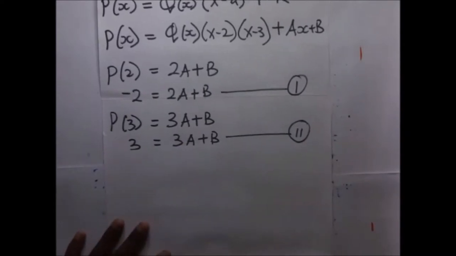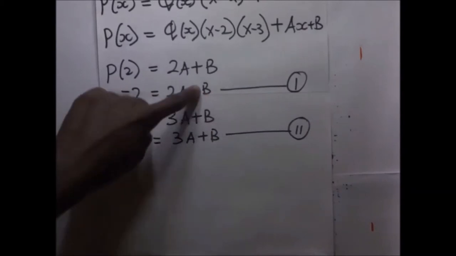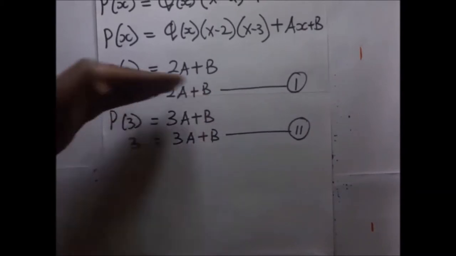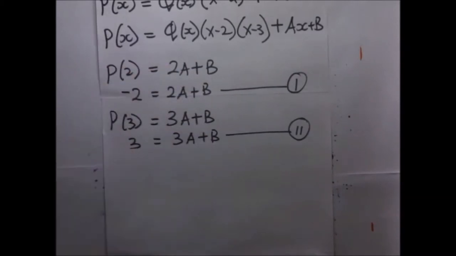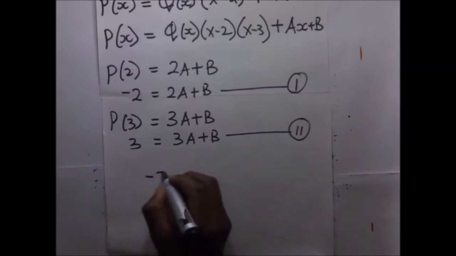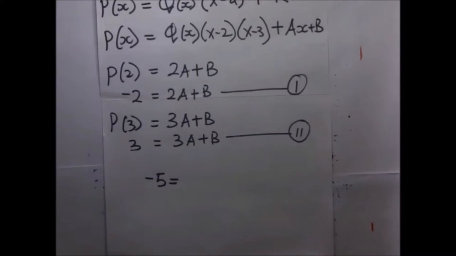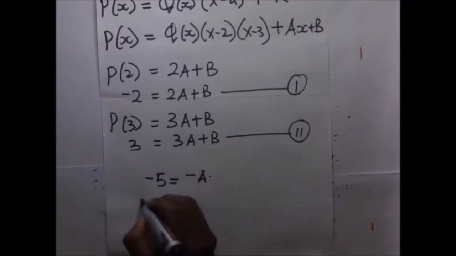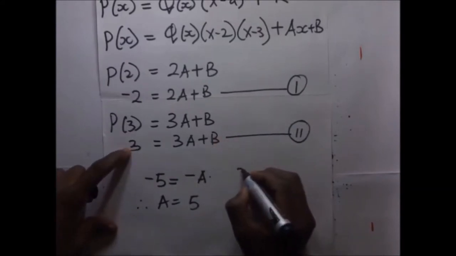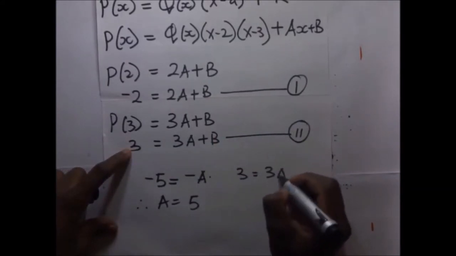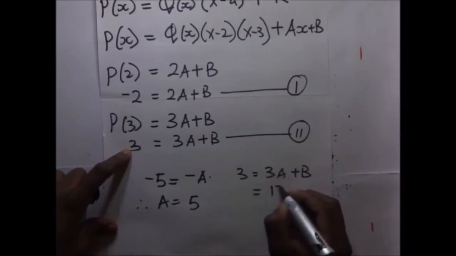So we have two equations. All we have to do is simply solve them simultaneously. What can we easily eliminate? We can easily eliminate b. So we simply subtract this equation from that equation to eliminate b. Negative 2 minus 3 is going to give us negative 5. 2a minus 3a gives us minus a. So our value of a is going to be 5. And when you put 5 there, 3a plus b, 3 times 5 is 15.